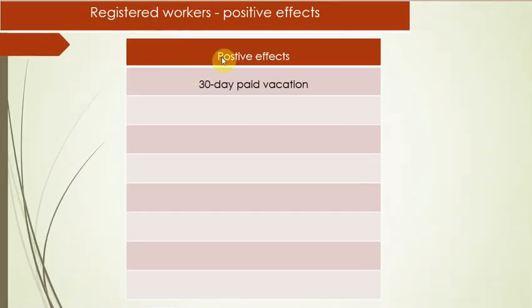Now, this is for you to do. If a worker is registered, what are the positive effects of that? Example is a 30-day paid vacation the person will receive. What are the other positive effects of registering a worker? You just write them here. I have given an example, 30-day paid vacation. Another example is maternity leave. And then the other examples you need to write. You need to write out what are the positive effects of registering a worker.